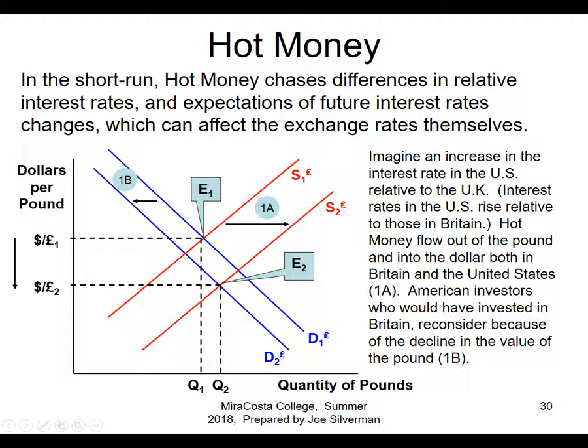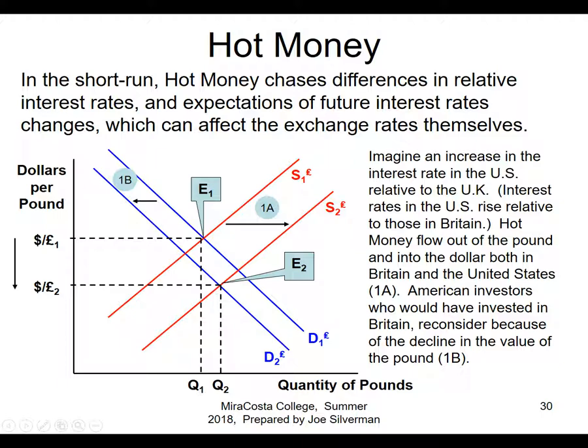So we show that as a rightward shift in the supply curve for pounds. And so this is going to have the effect of the dollar essentially appreciating. Well, what do I mean by that? It's now taking fewer dollars to buy 1 pound than it did before because of this rightward shift in the supply of pounds.